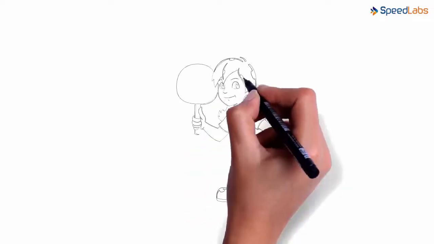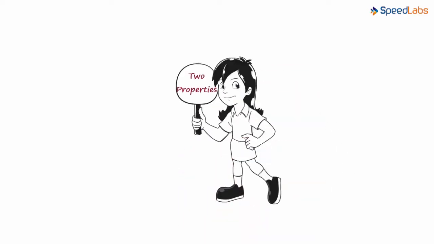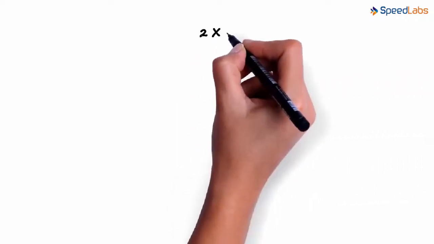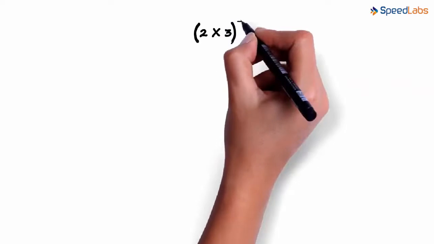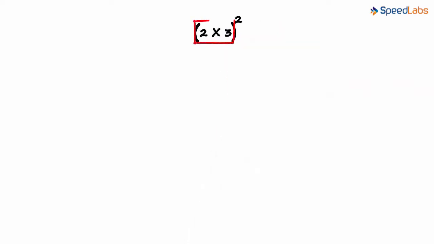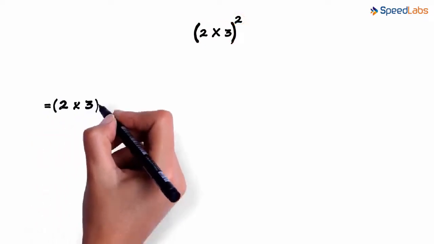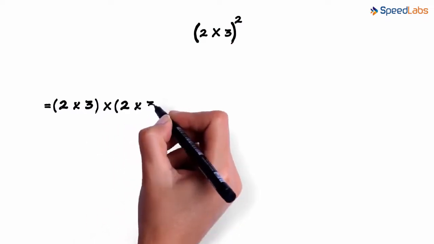In this video, we will understand two important properties of exponents. Here's a very simple example that should clear your concept of the first property. Consider 2 multiplied by 3, the whole raised to 2. The base is 2 multiplied by 3 and the exponent is 2. Hence, it can be written as 2 multiplied by 3 multiplied by 2 multiplied by 3.